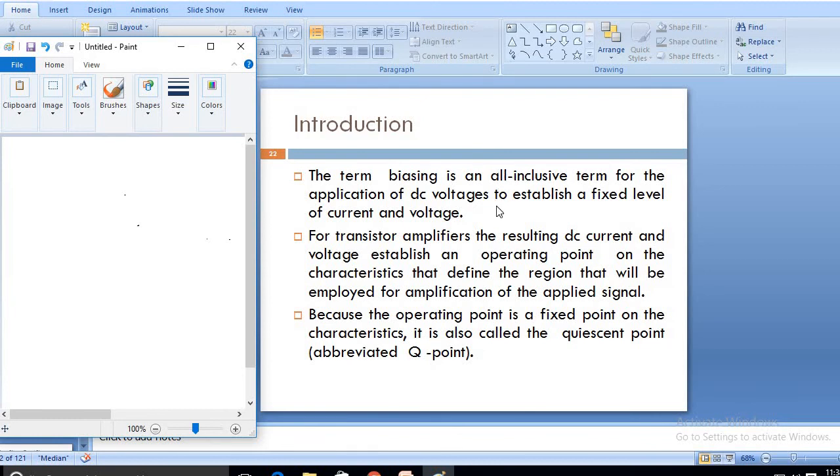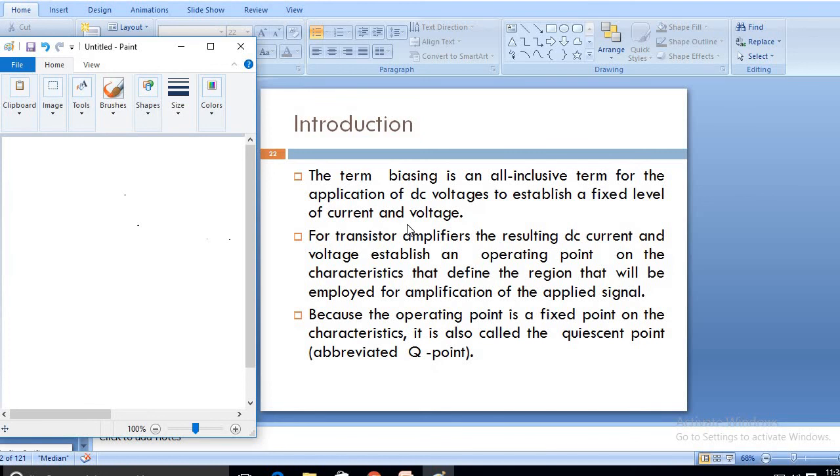Before going to BJT biasing, the term biasing is an all-inclusive term for the application of DC voltages to establish a fixed level of current and voltage. That means we need to produce fixed levels of current and voltage by applying DC voltages. This is what the term biasing means.